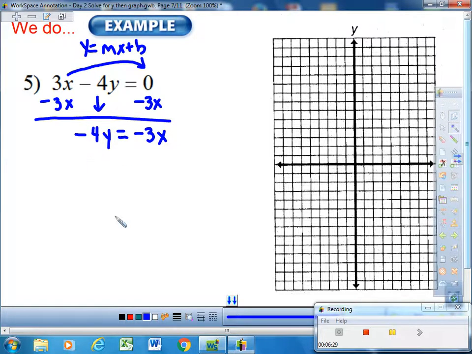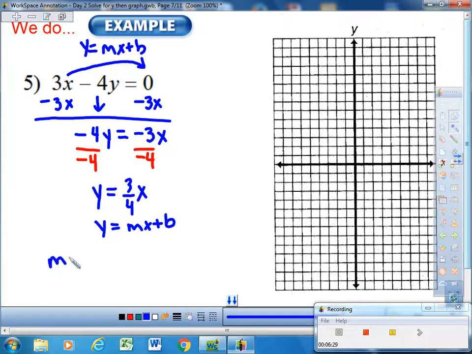Now, what do we do? Divide by negative 4. Don't forget to take the sign with you. Negative 4 divided by negative 4 is a positive 1y equals a negative over negative is a positive 3/4 x. It is now in y equals mx plus b form. So what is m? M is 3/4. B is, if there's nothing there, then it's plus 0. So B is 0.